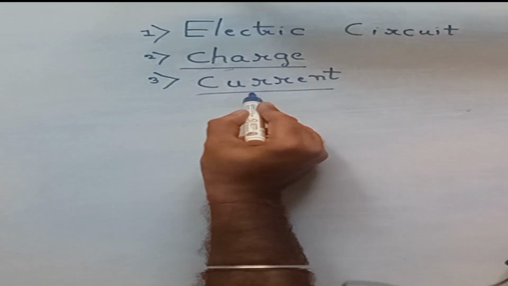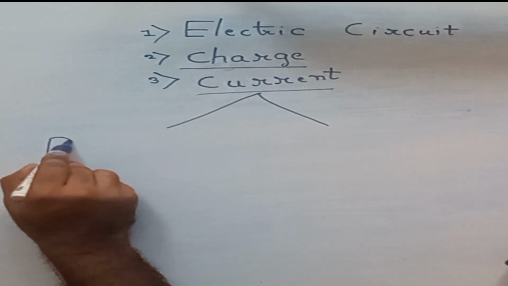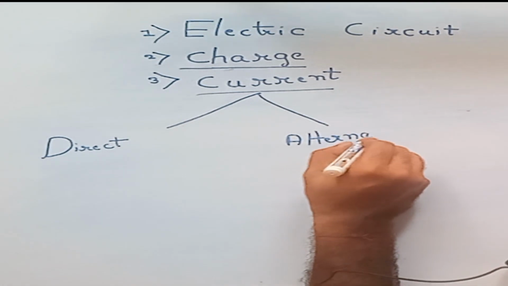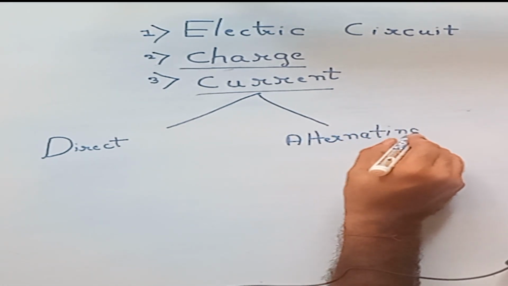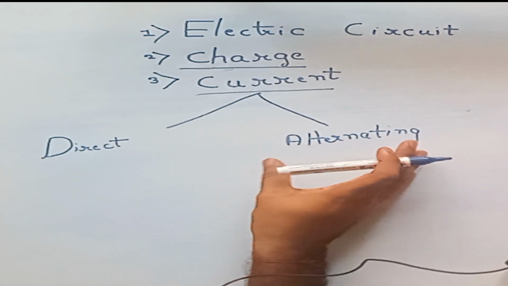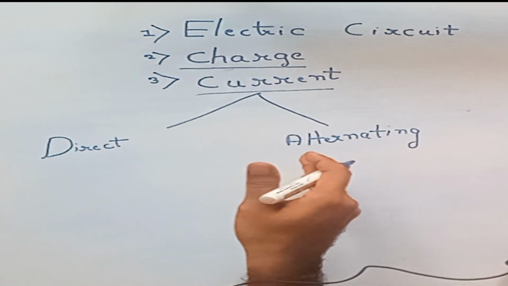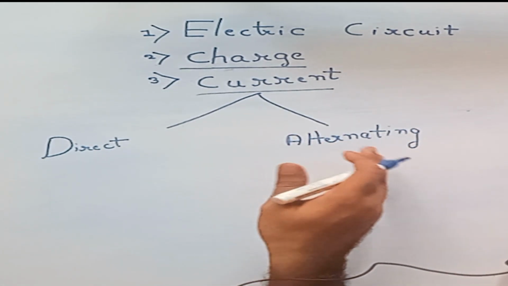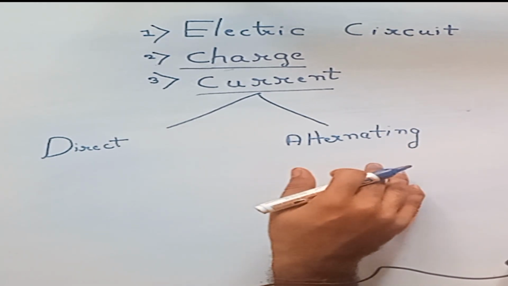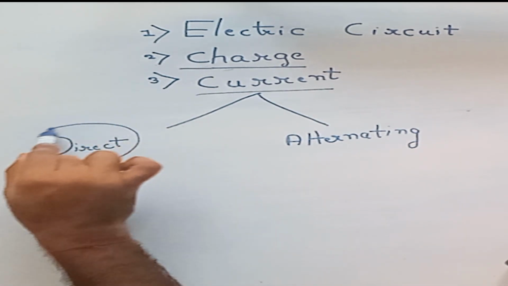Current has two types. One is direct current and another is alternating current. Direct current flows in one direction and alternating current flows in both directions. That is, alternating current changes the direction with respect to time, whereas direct current flows only in one direction.